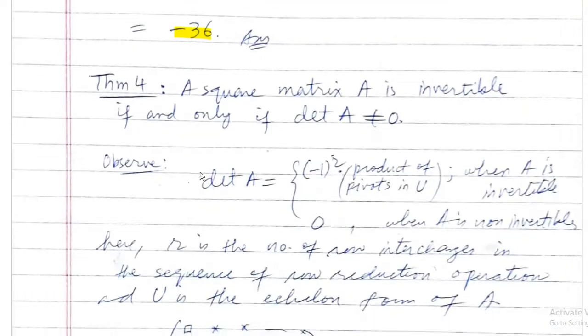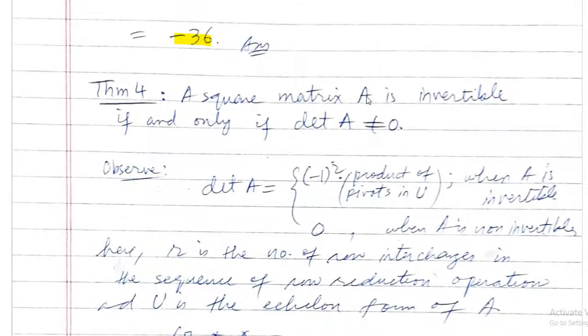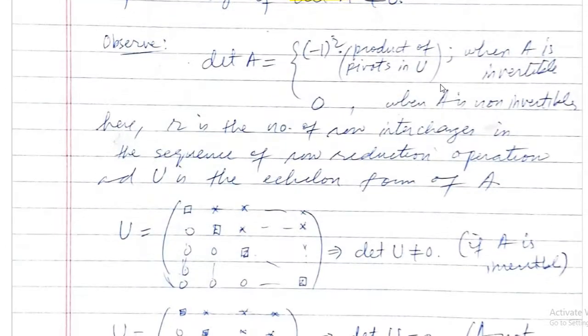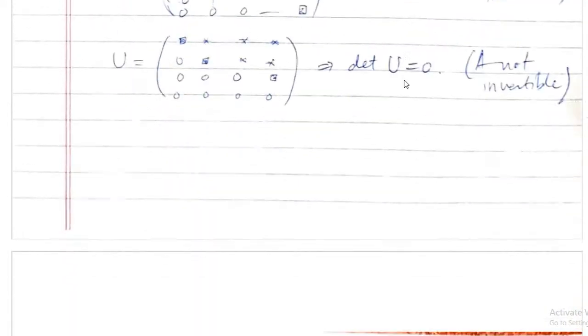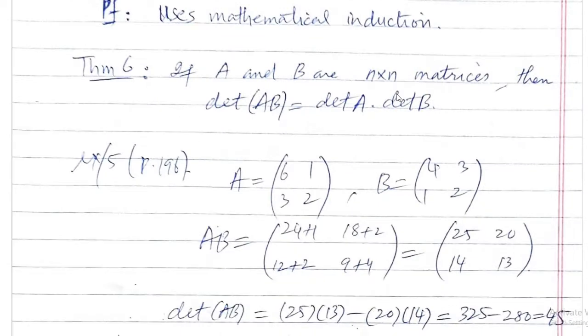Okay. This is what we have already studied in previous determinants lecture. If determinant of A is not 0, then A is invertible and we can find the inverse. We know how to find inverse everything. Okay. Anyway, I'm skipping all this thing.